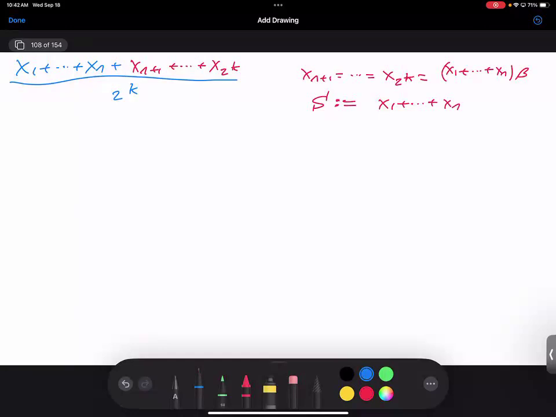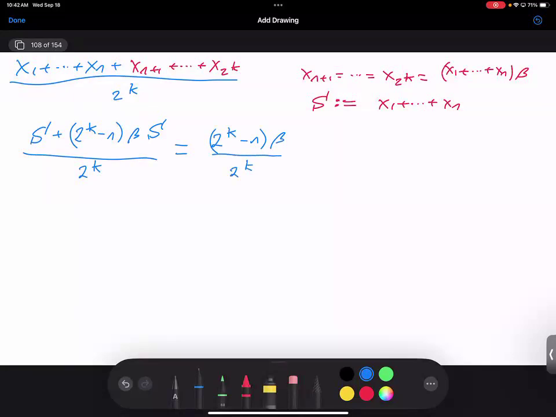So now what I get is s plus, how many terms do I have? How many red x's do we have? We have 2 to the k minus n. Each one of them is beta times s. And we divide this by 2 to the k. So this is going to be 2 to the k minus n times beta over 2 to the k, times s.